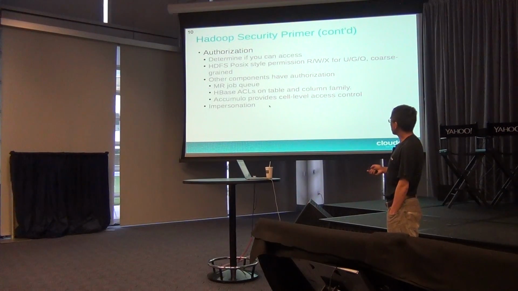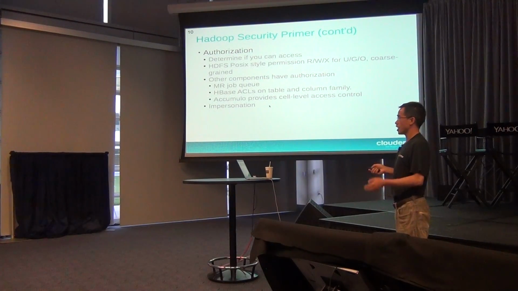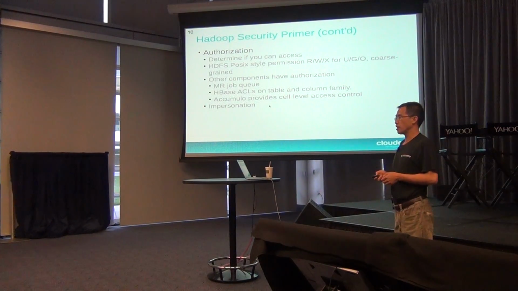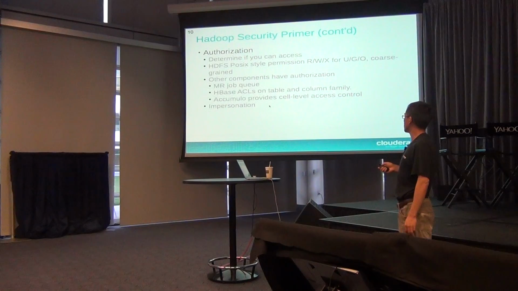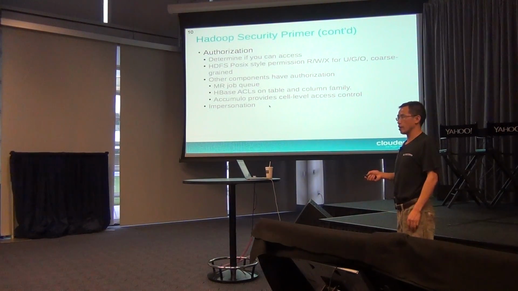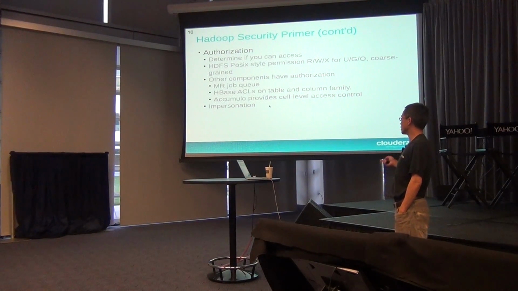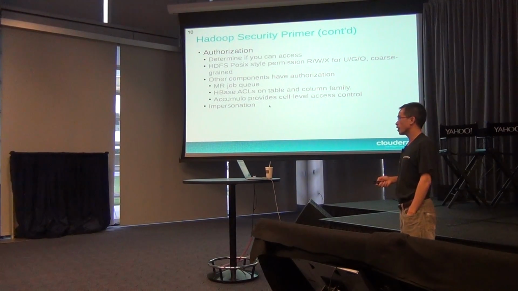So let's see, authorization. Once the user is authenticated, they want to do something with the data in the cluster. Authorization basically determines what the user can do. The existing authorization provided by Hadoop is what HDFS provides, the file permissions: read, write, execute for user, group, and world. Of course, it's coarse-grained. Other components have their own authorization, like MR queues, which determine who can launch MR jobs, and HBase ACLs, with table and column security.